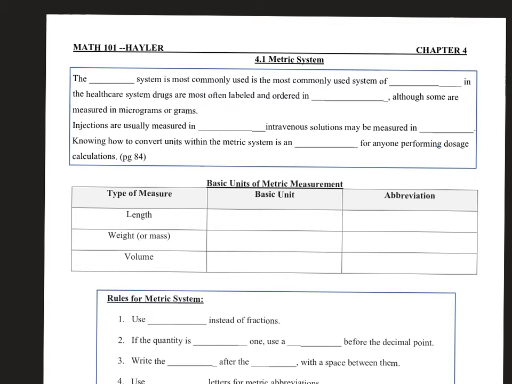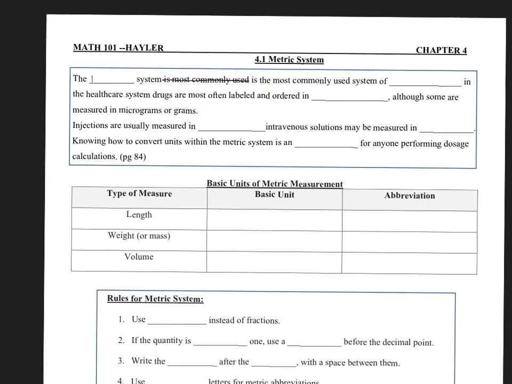Alright, welcome to Chapter 4. We are in the metric system. First off, we're going to go ahead and get rid of a small error in this. Right here, please take out "is most commonly used." I accidentally doubled that. Alright. Now let's get into it.